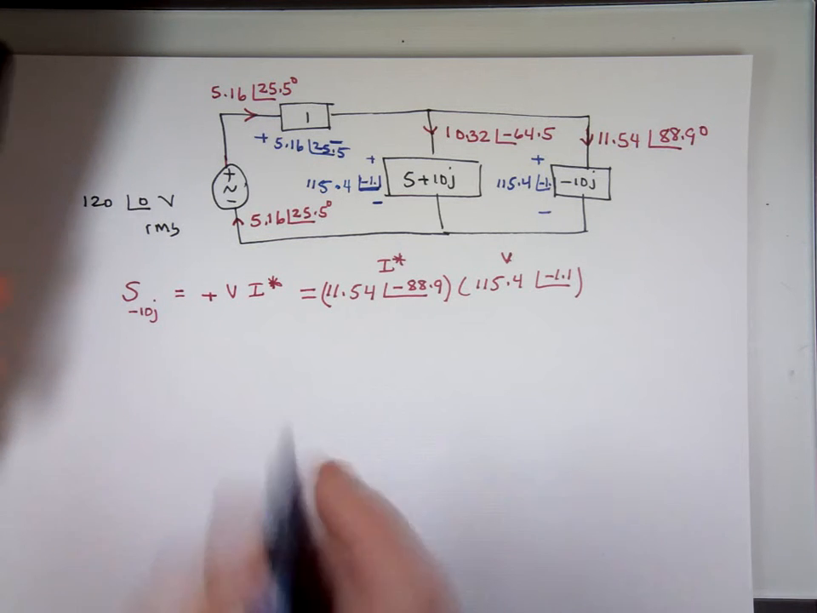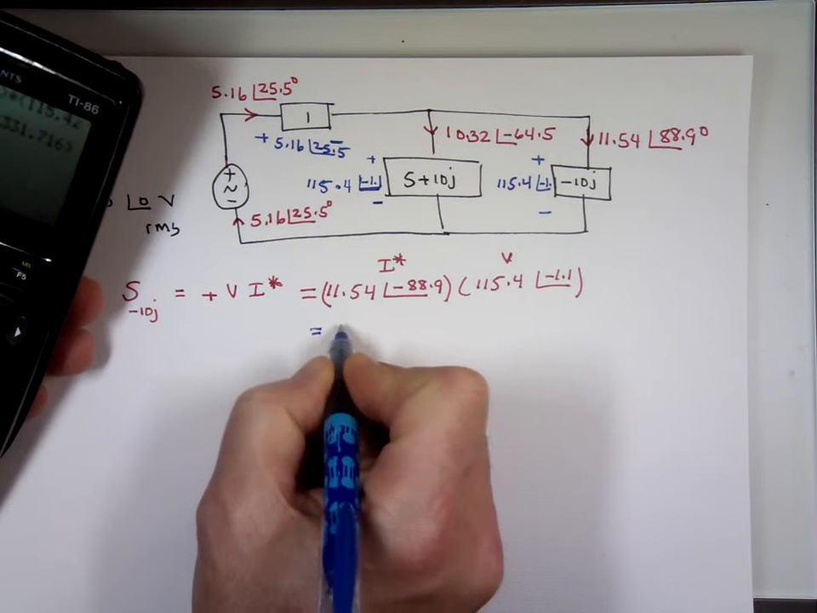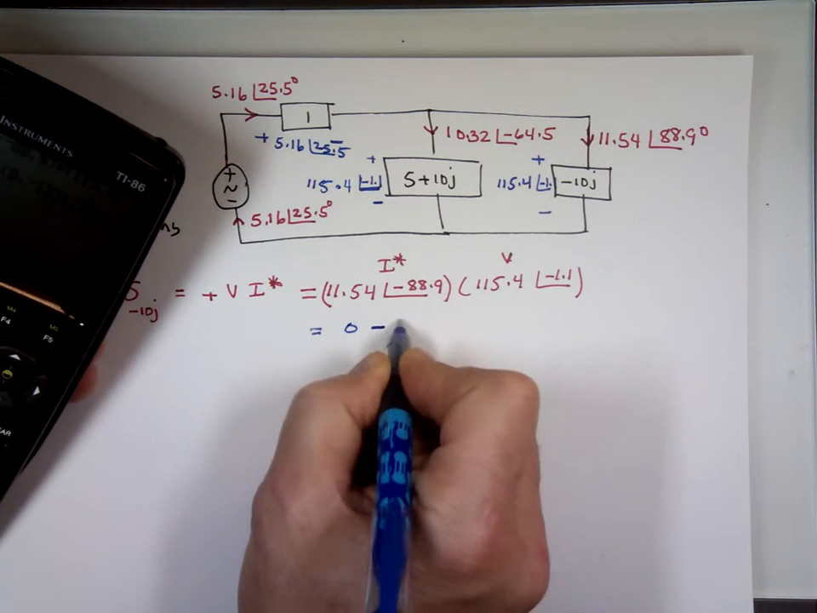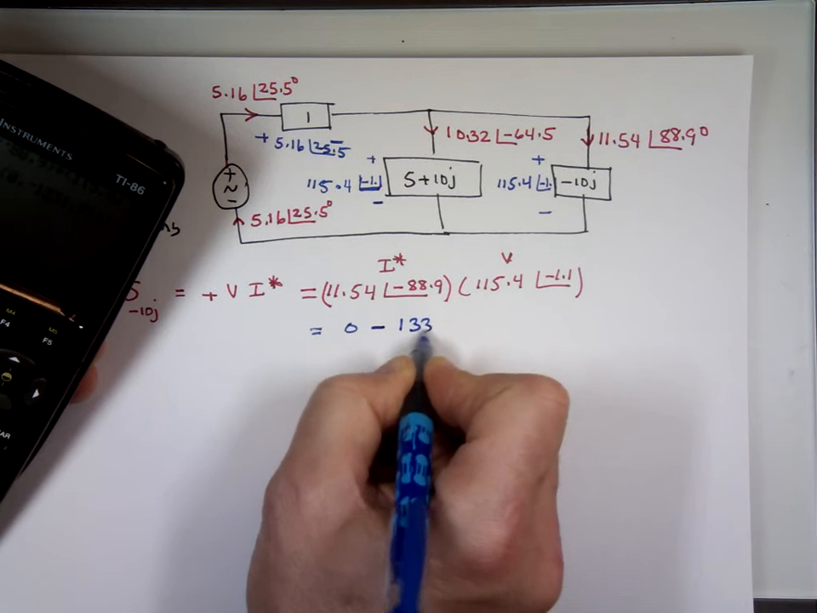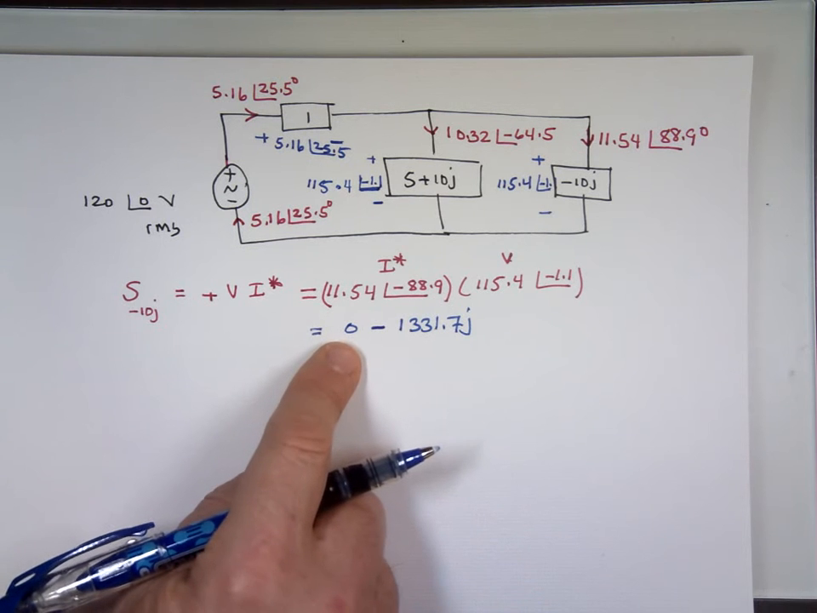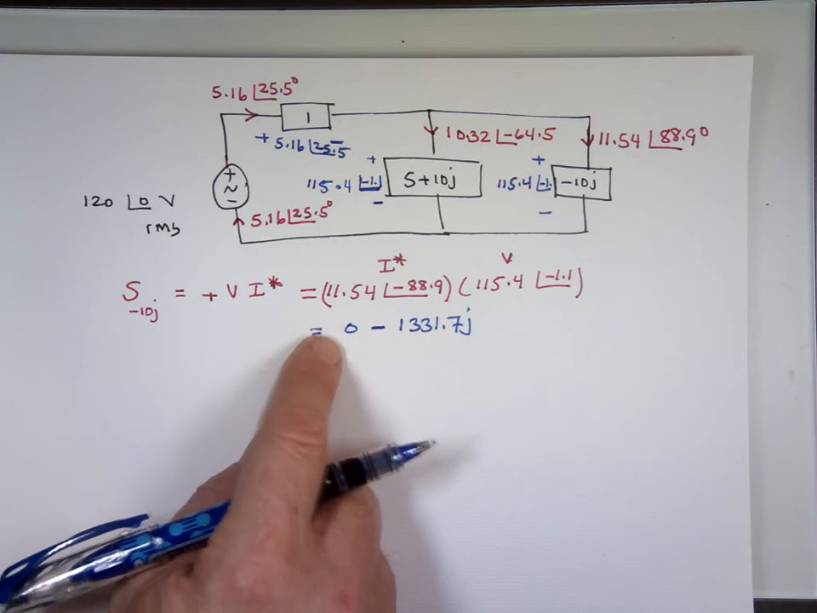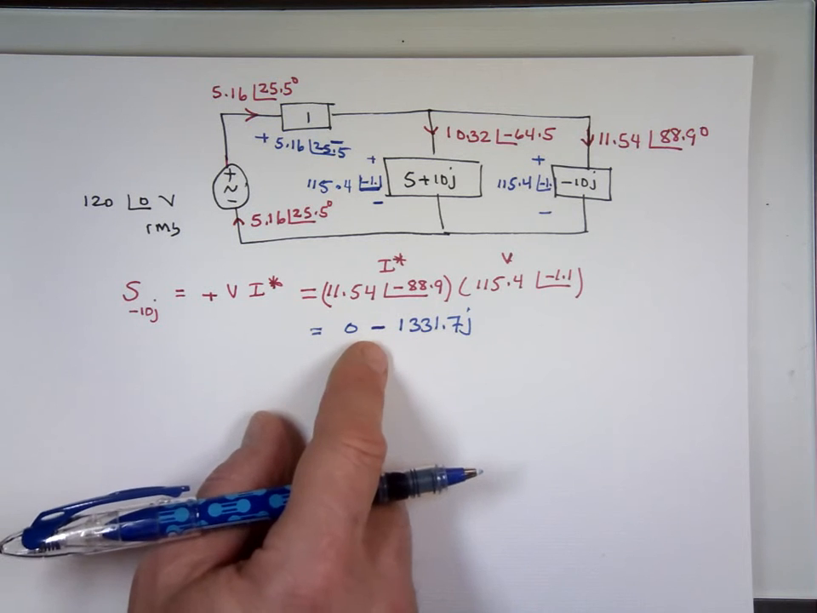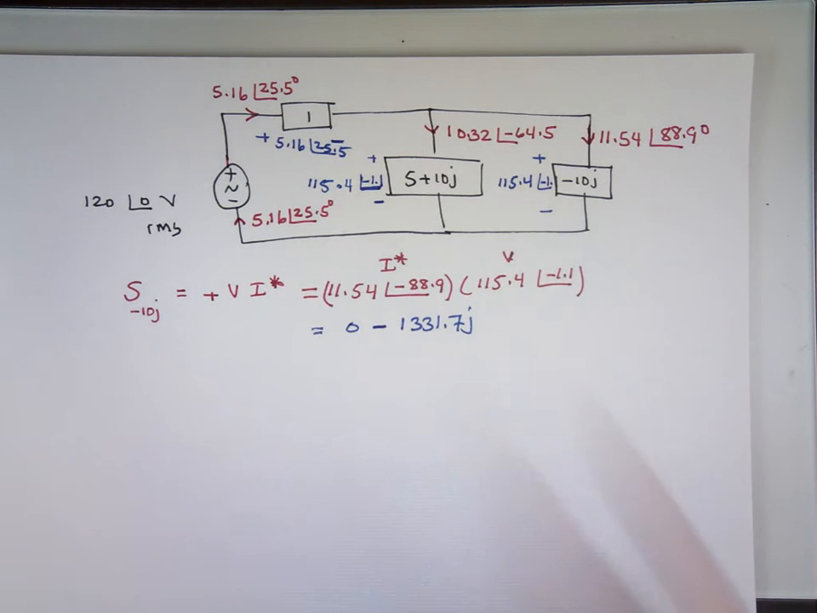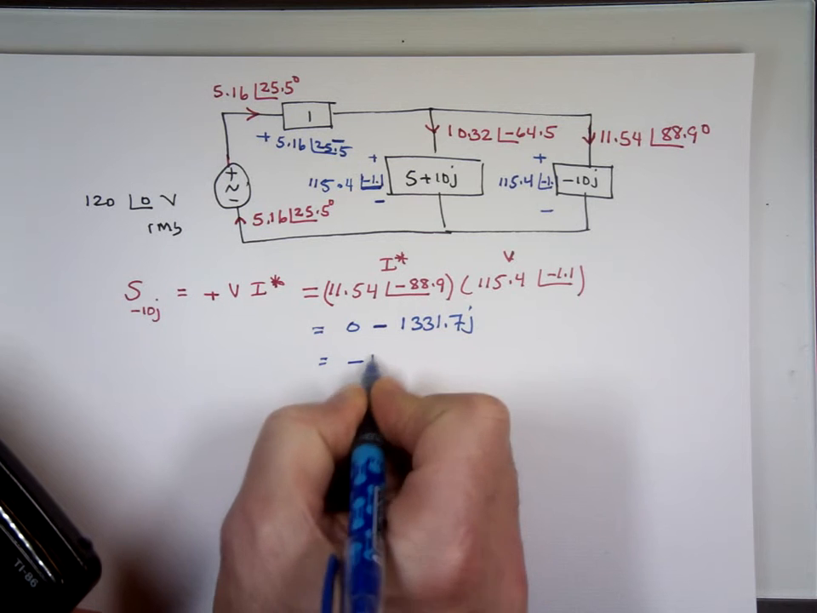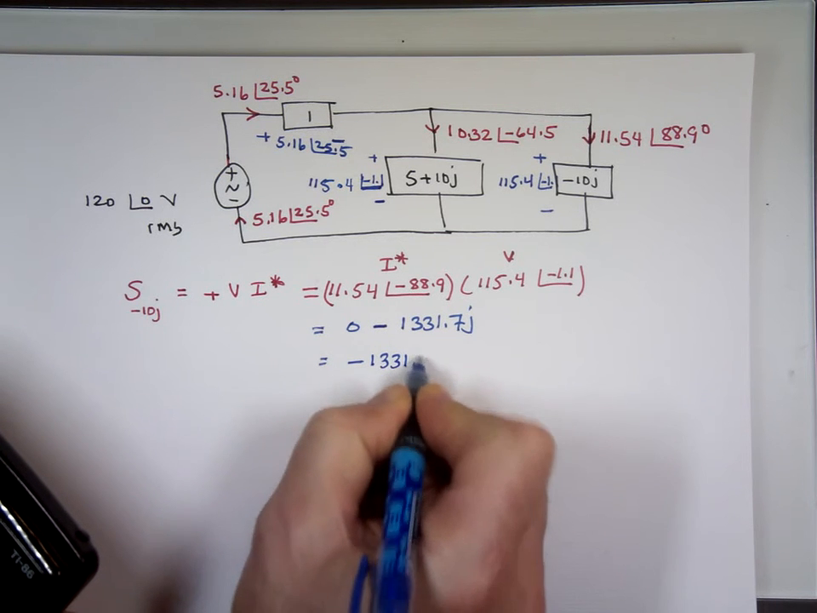I came out with this interesting answer: 0 minus j1331.7. Why is it 0? Remember complex power. The first number is the average power. What's the average power absorbed by a capacitor and inductor? 0. So that's why that number is only negative j1331.7.